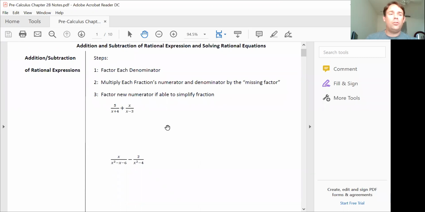So we're going to spend just a couple days going over some of the things we would have possibly looked at as far as rational expressions go, and then we'll eventually work our way into rational functions. So I'd begin with just adding and subtracting rational functions.